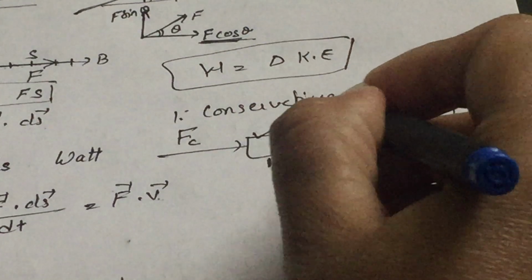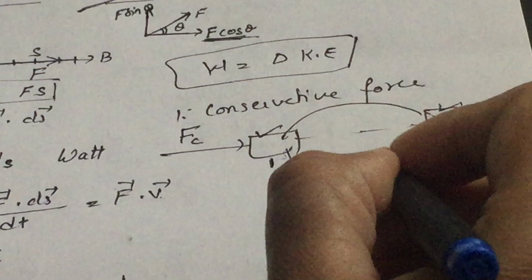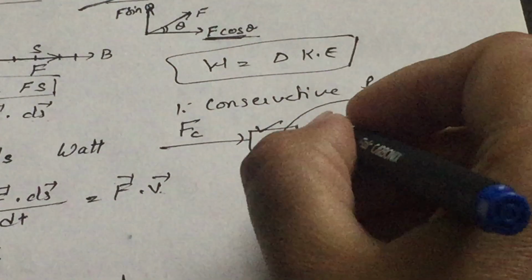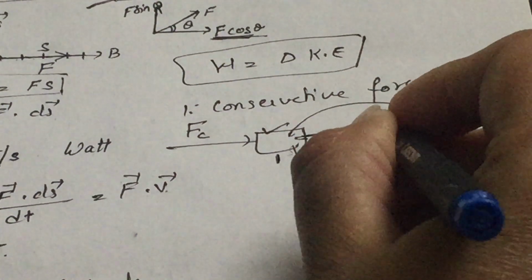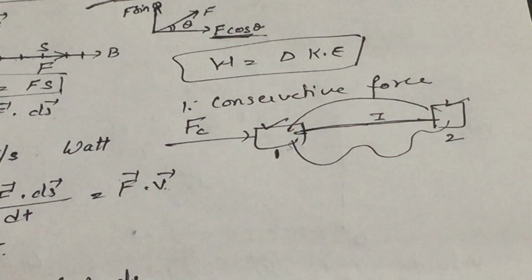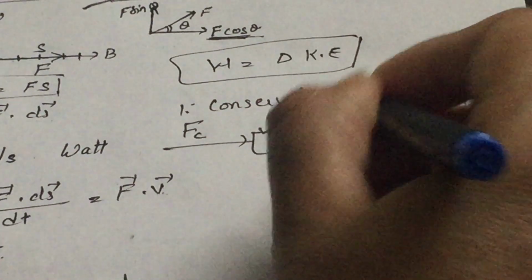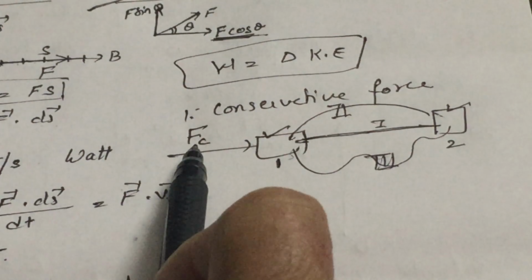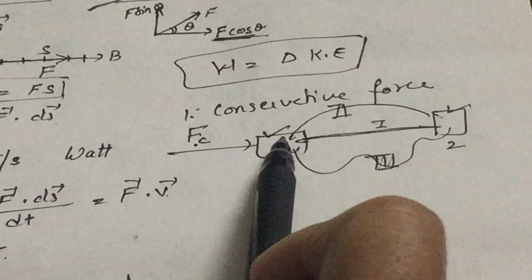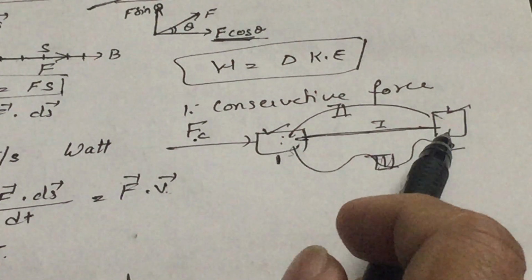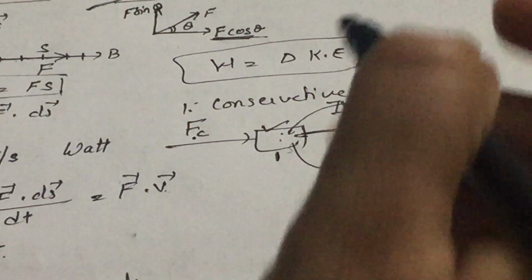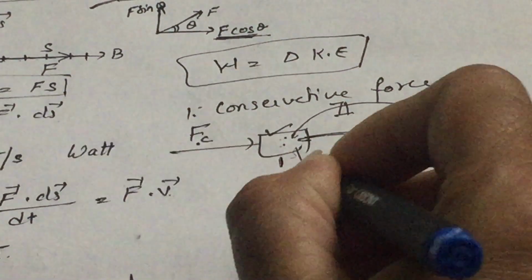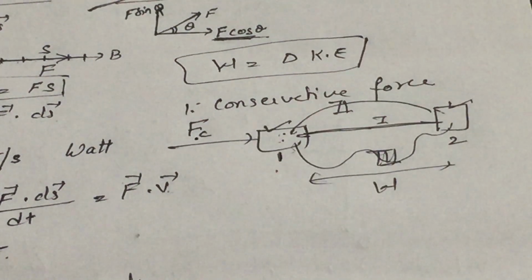It does not depend upon the path followed by the body. If you are moving the body from the first path, in our case from the second path or from the third path, if the applied force is a conservative force, in every case the work done comes out to be the same. Let us consider the work done is W in our case.